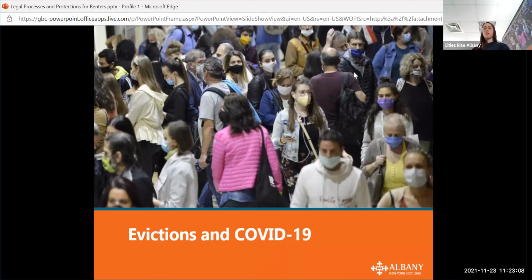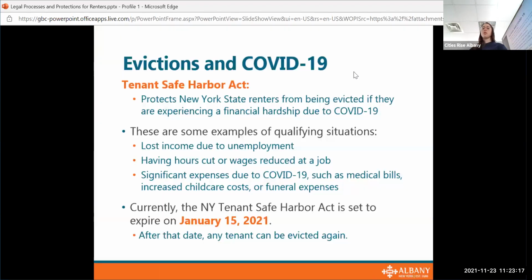All right. The following section will be covering some of the eviction protections that tenants have in New York State under COVID-19. During the beginning of the pandemic, New York State passed the Tenant Safe Harbor Act, and this piece of legislation essentially protects New York State renters who have been impacted by COVID financially from experiencing an eviction if they've experienced that financial hardship.